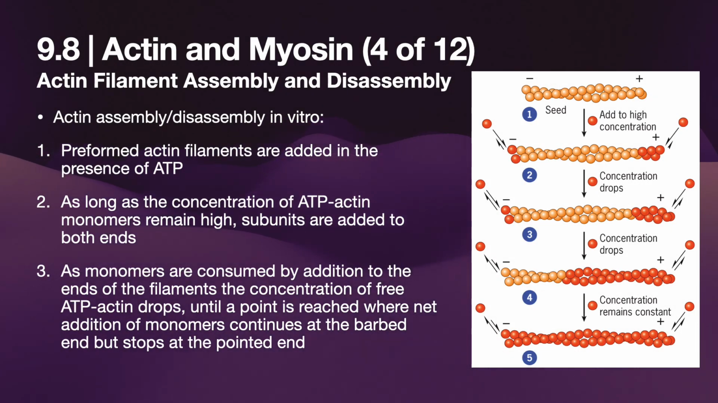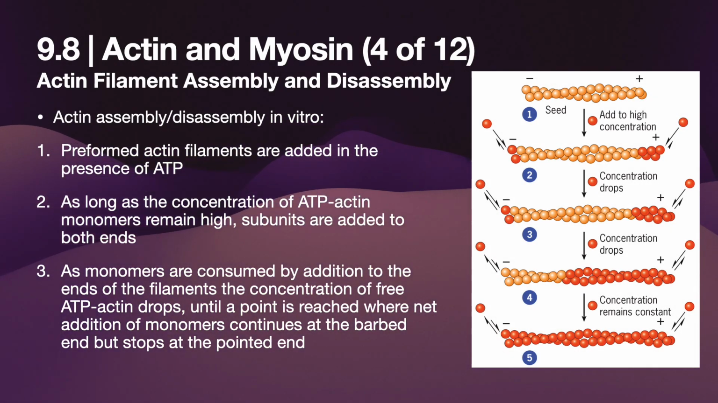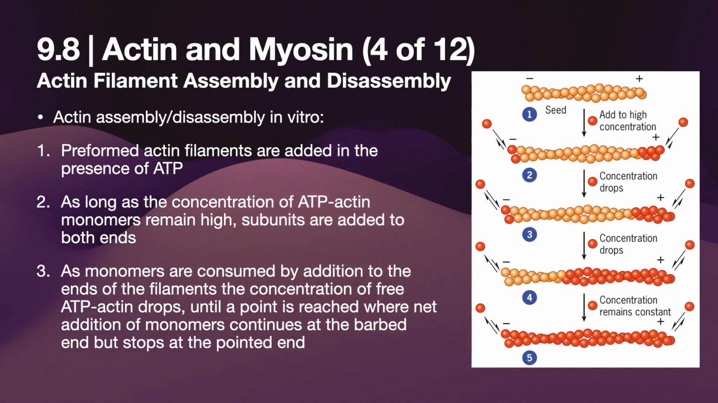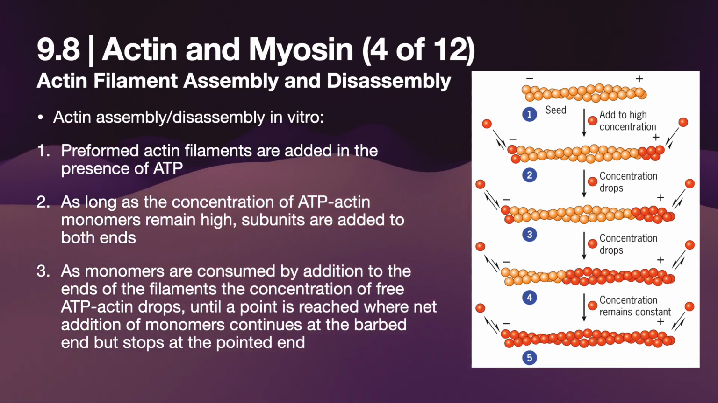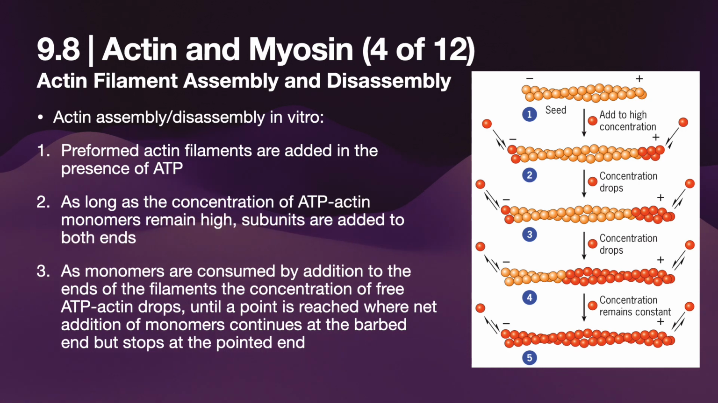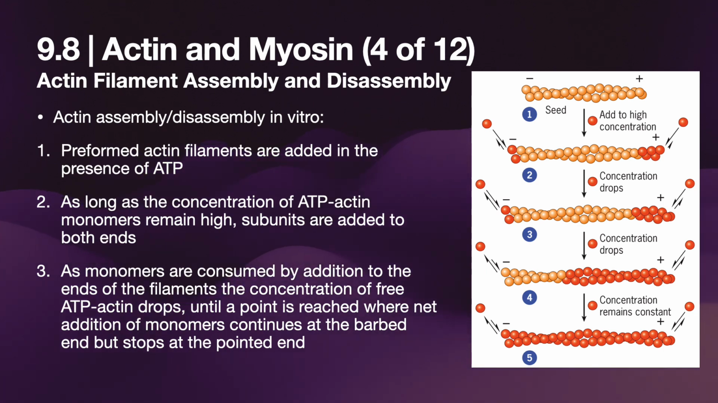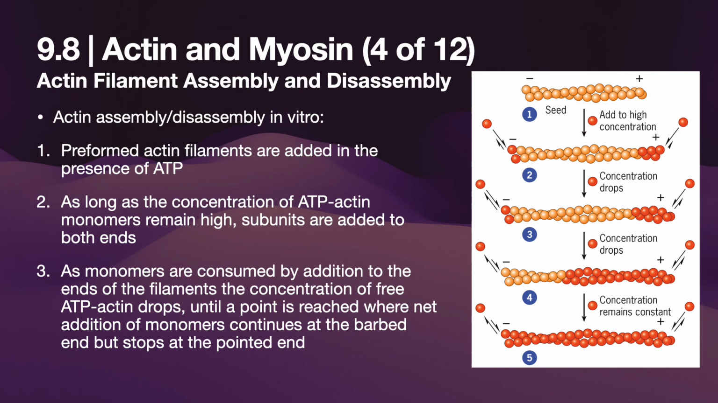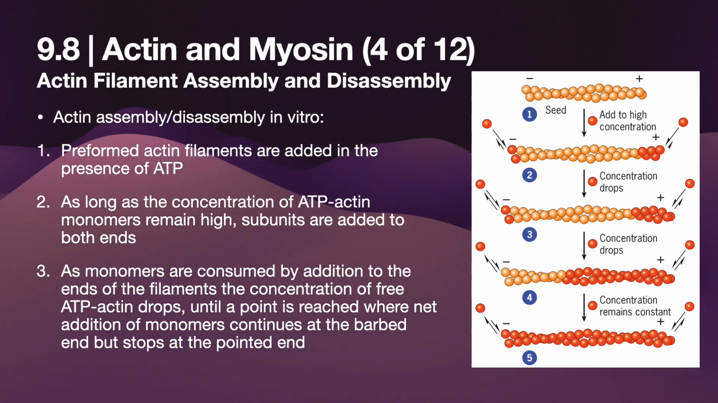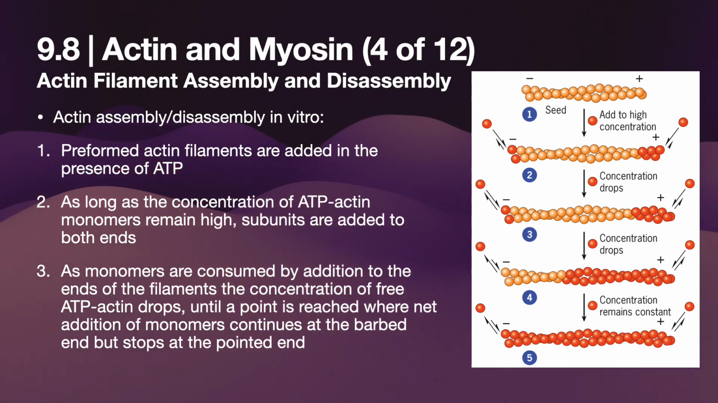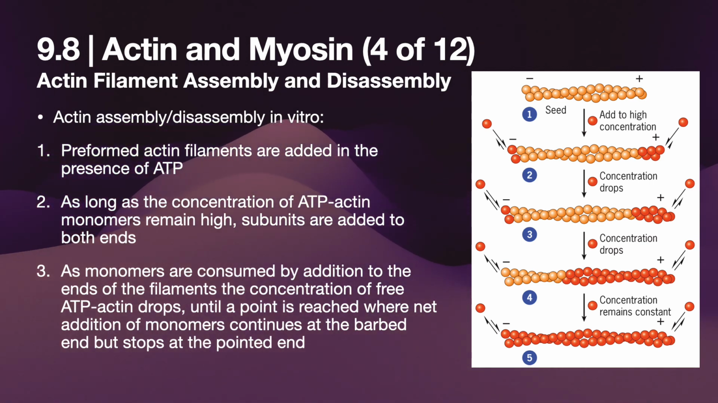In vitro, these preformed actin filaments are added in the presence of ATP. As long as the concentration of ATP actin monomers remains high, subunits are added to both ends. As monomers are consumed by addition to the ends of the filaments, the concentration of free ATP actin drops until a point is reached where net addition of monomers continues at the barbed end but stops at the pointed end. You can always refer to the figure on your right.